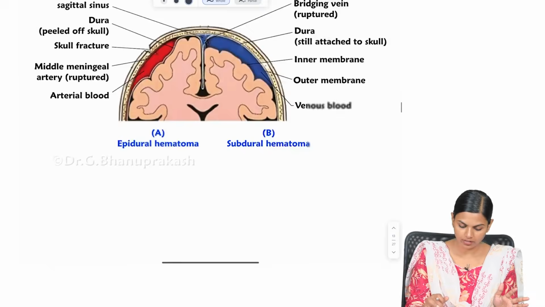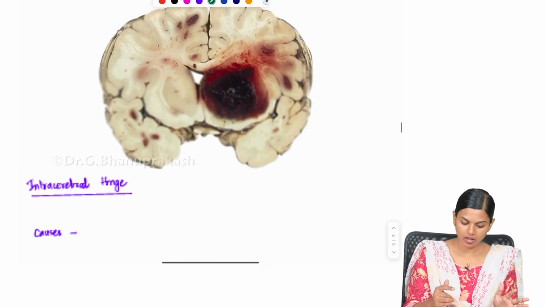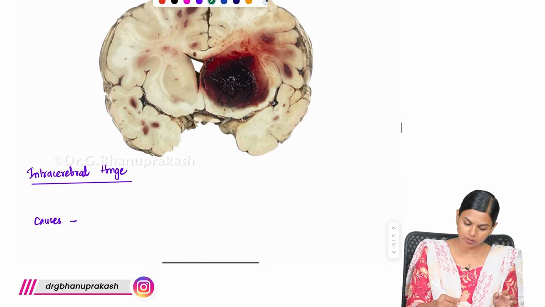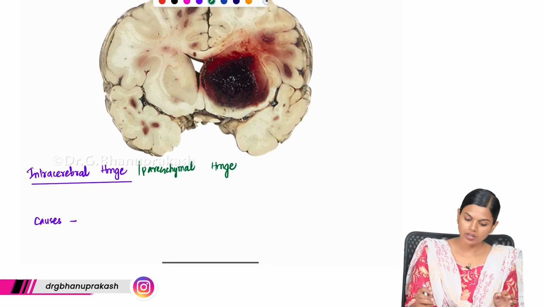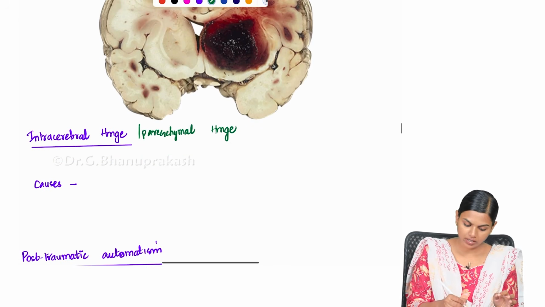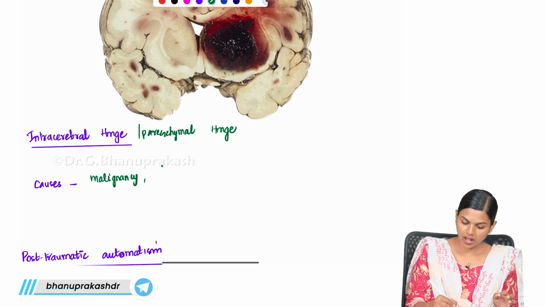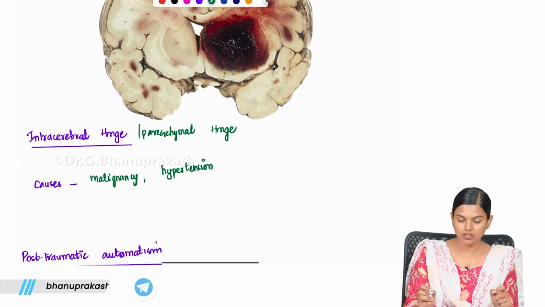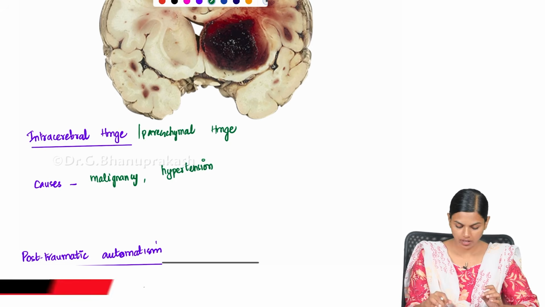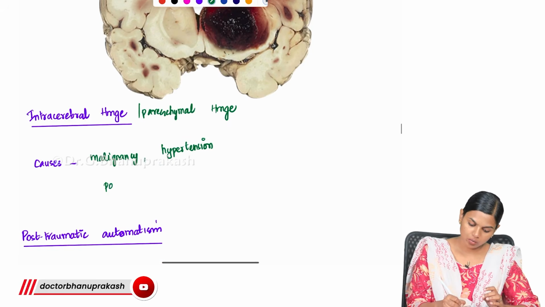Next to that, what we have is intraparenchymal or intracerebral hemorrhage. So this is intracerebral or parenchymal hemorrhage. Here what happens is that mostly if there is any malignancy or hypertension, uncontrolled hypertension which will result in rupture of the blood vessels and bleeding. So all these mostly pathological condition, it will result in this parenchymal hemorrhage, and this has very poor prognosis.